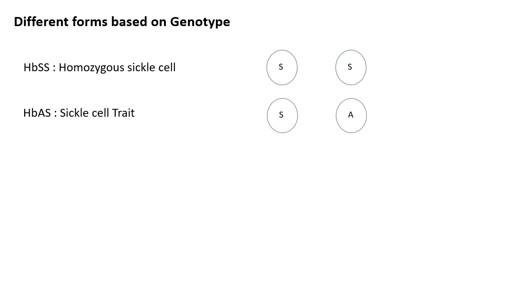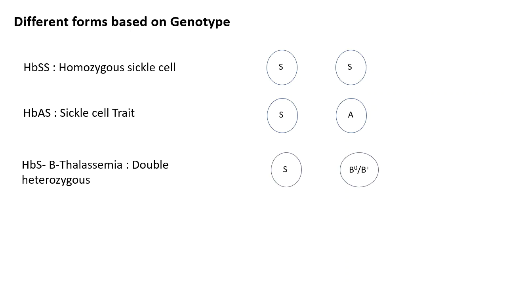Now, what are the different forms of sickle cell based on genotype? So, first is the homozygous sickle cell or the sickle cell anemia, which has the genotype HbSS. It will have two S alleles. The other is HbAS, that is sickle cell trait. So, in this, one allele would be S, one allele would be A. HbS beta thalassemia double heterozygous. In this, one allele would be S, the other would be either beta 0 or beta plus. HbSC double heterozygous, although this entity is not very common in our country but is more common in America.